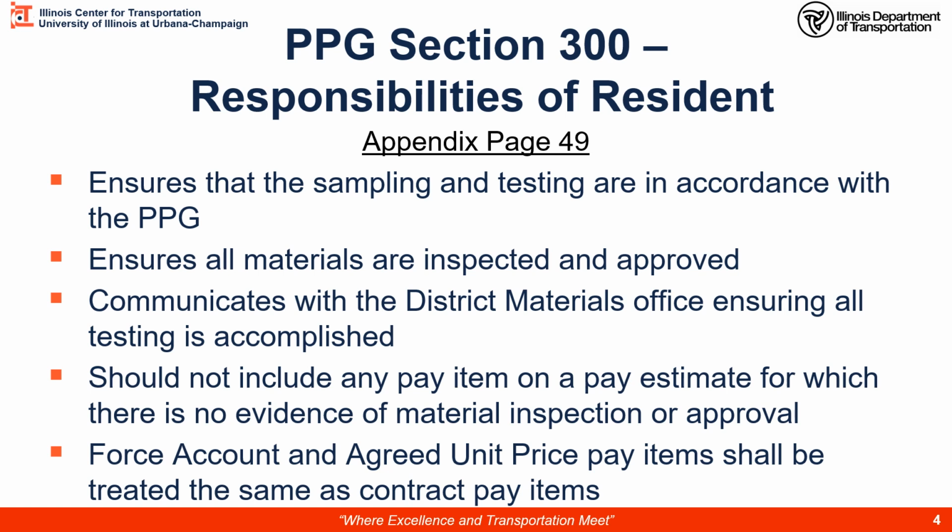Section 300 of the PPG outlines the responsibilities of the resident. The resident is to ensure that sampling and testing are in accordance with the PPG, that all materials are inspected and that they are approved, and communicates with district materials, ensuring all testing is accomplished. The resident should not put any pay items on a pay estimate for which there is no evidence of material inspection or approval at this time. Force account and agreed unit pay items shall be treated the same as contract pay items. All materials, regardless of what type of work, line item, or extra work, have to be inspected and documented.